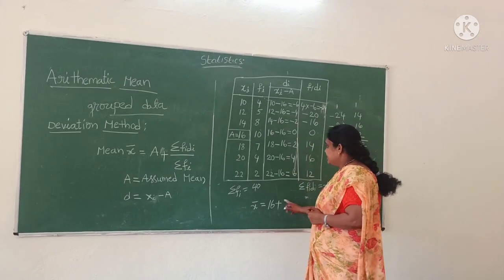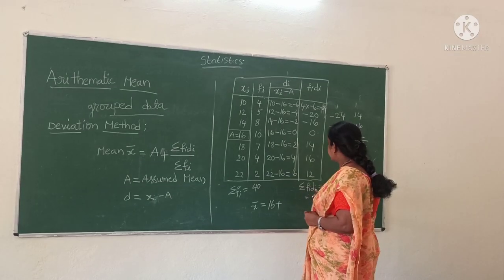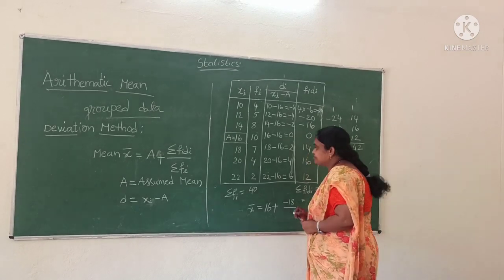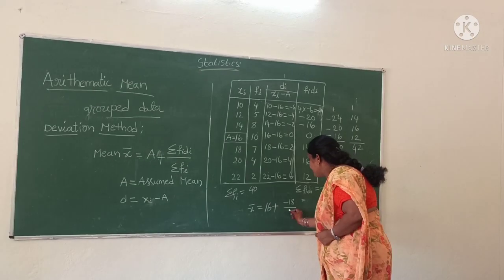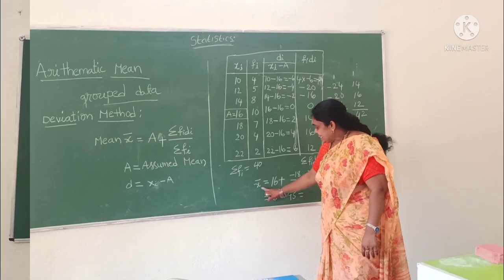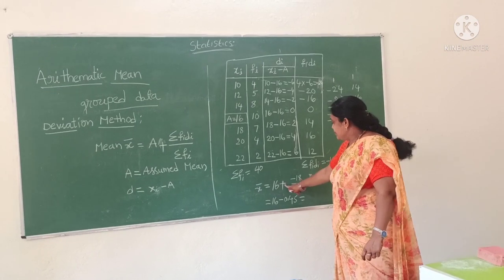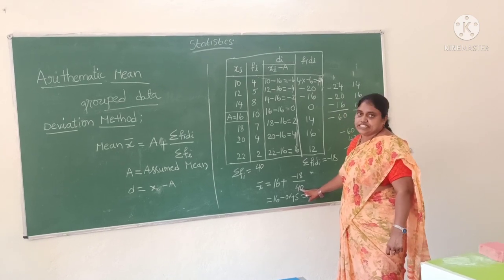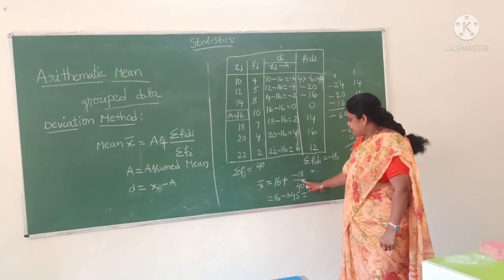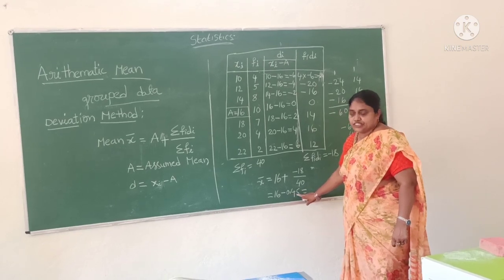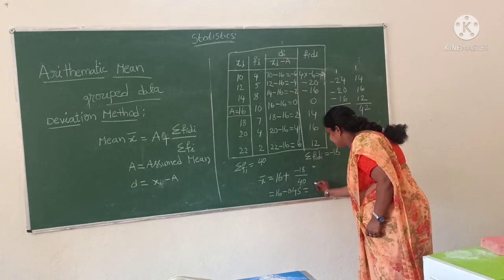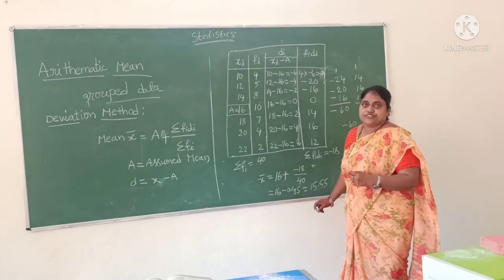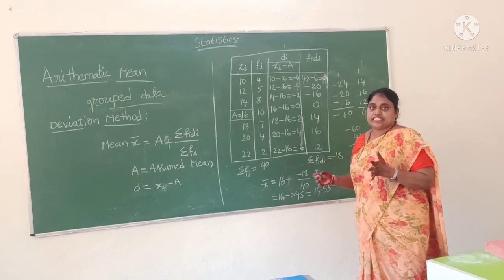16 plus sigma fi di. We got sigma fi di is minus 18 by sigma fi. Sigma fi, how much we got? 40. X bar is equal to 16 plus sigma fi di is minus 18 by sigma fi is 40. Okay, we divide minus 18 by 40, so we got 0.45. So 16 minus 0.45 is 15.55. 15.55 is the arithmetic mean.